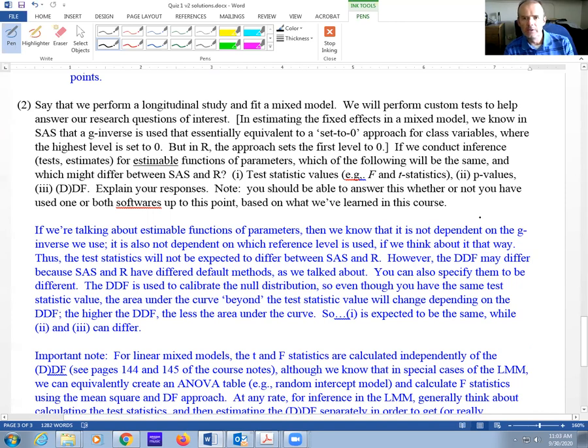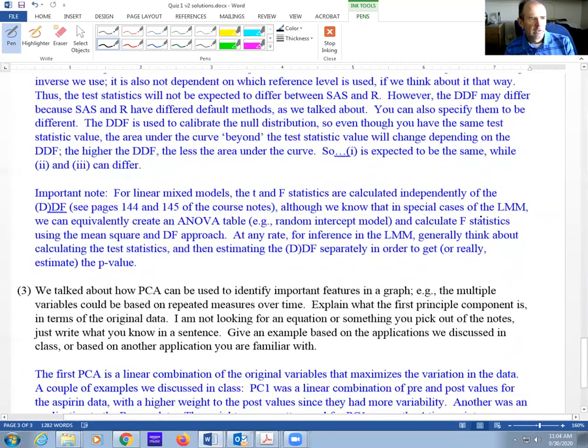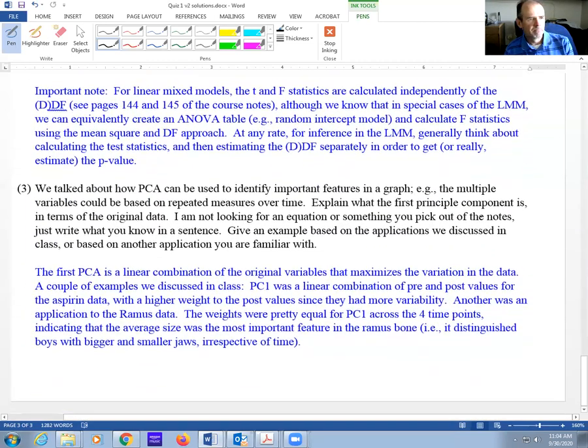And then consequently, if the denominator degrees of freedom are different, then in turn the p-values will be different. And it may not be by a lot. These methods are typically going to give values that are pretty close, if not the same. And for large data sets, even if the methods are different and the DDF are different, the p-values shouldn't change too much, but they will depend on the denominator degrees of freedom. Any questions on that one?